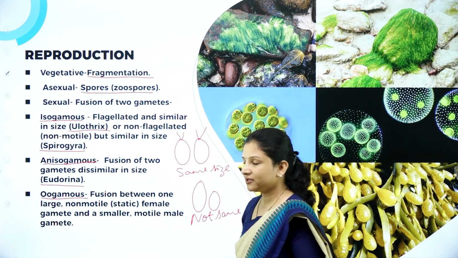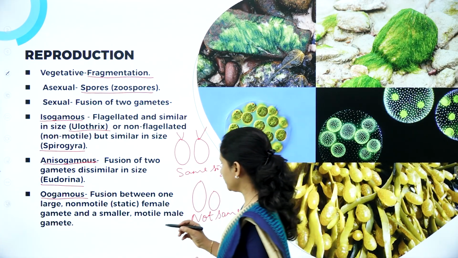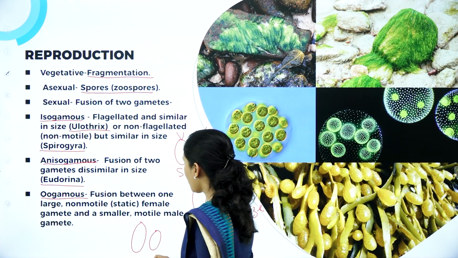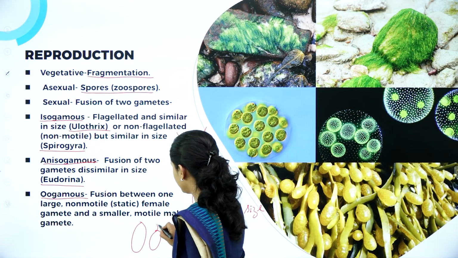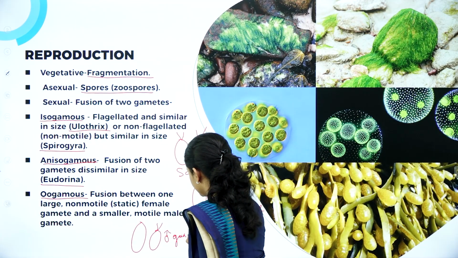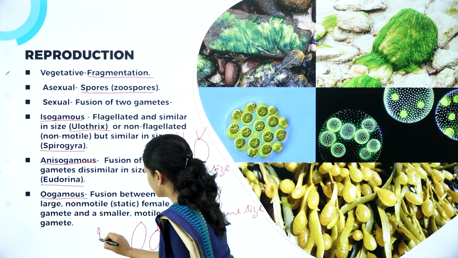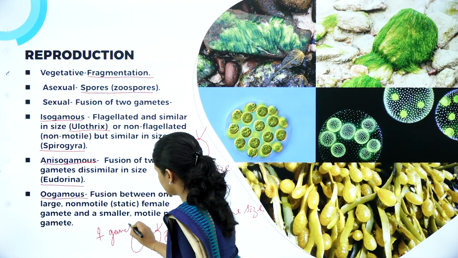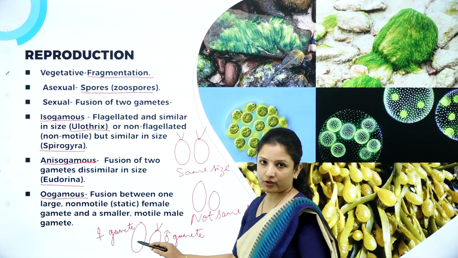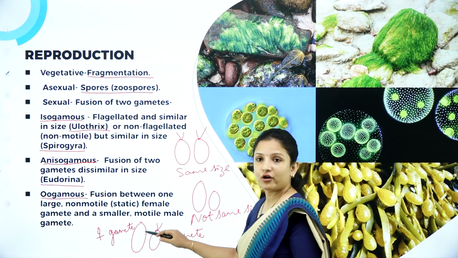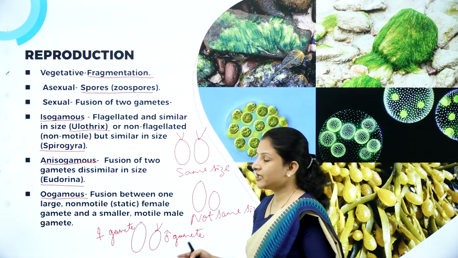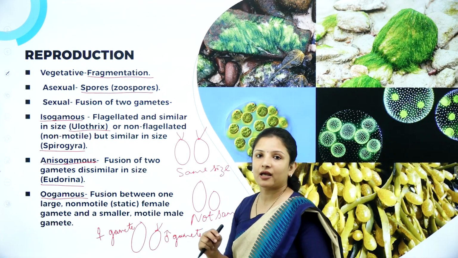Next, talking about oogamous. In oogamous, the fusion of gametes is always between, so one will be larger and the other will be smaller, and always the male gamete will be smaller and it will have flagella. So this is the male gamete and this one will be the female gamete. So here the female gamete is always larger and it is non-motile, it is static. Why is it non-motile? Because it will not have flagella, whereas the male gamete will always be smaller in size and it will be flagellated. It is the male gamete that will move towards the female gamete and fuse there.